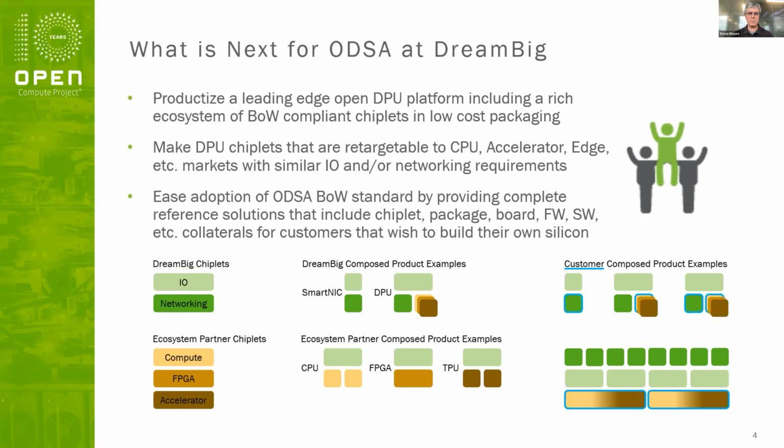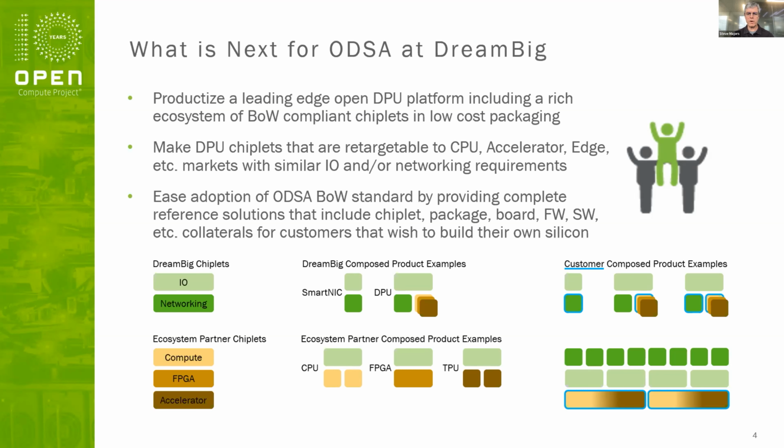And we compose those into products, as you see in the middle, where in the case of DreamBig, we're composing SmartNICs that perhaps don't have a computing element on board, as well as DPUs and IPUs that have a combination of I/O networking, and then any one or a combination of those three partner chiplet types. And then in turn, this group of more than 10 companies take our chiplets and then compose their own products. Examples being CPUs, FPGAs, and TPUs.